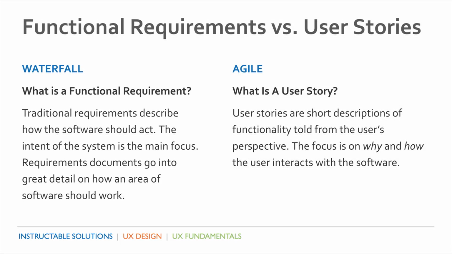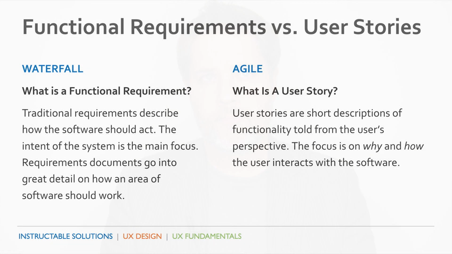In each one of these methodologies, we have two different ways of capturing our requirements. In waterfall, which is what we're going to spend most time talking about, we call our definition of scope functional requirements. Whereas in an agile methodology, we call what we gather as scope definition user stories.